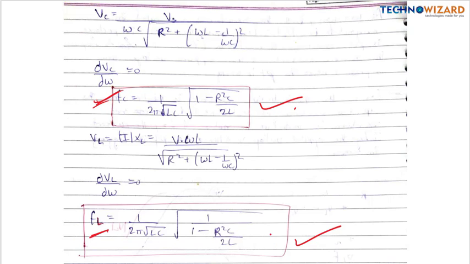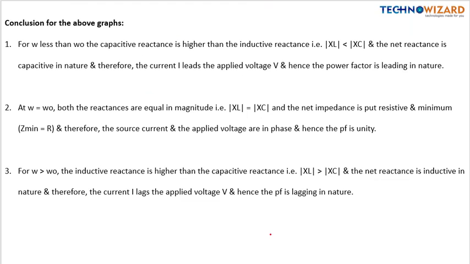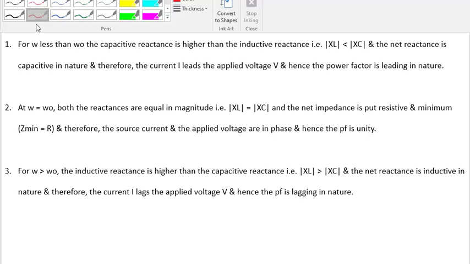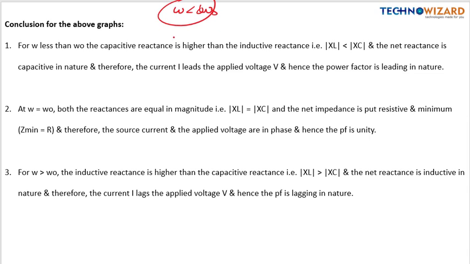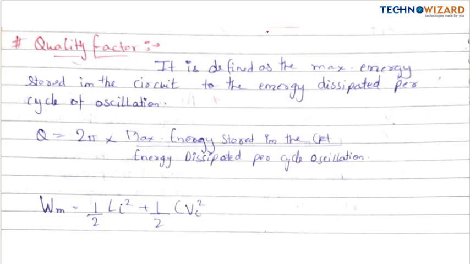Okay, so you can remember these formulas, they can be asked in your exam, and this I have already explained to you. For omega less than omega naught, it was working as an RC circuit. For omega greater than omega naught, it was working as an RL circuit, that is lagging in nature, and for omega equal to omega naught, it was a unity power factor, that is a pure resistive circuit. Okay, this you can read on your own.